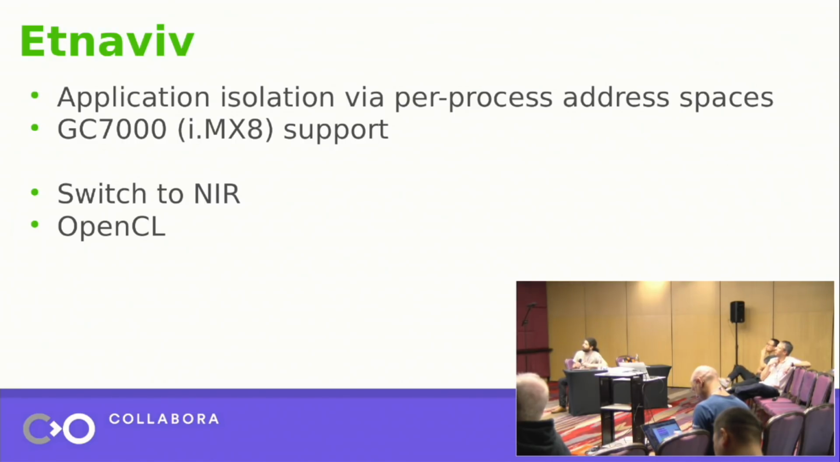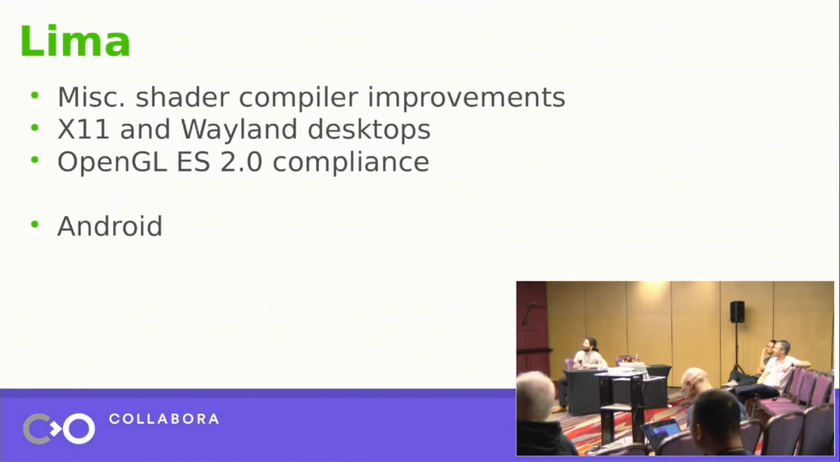Regarding Etnaviv, they are already starting work on isolating applications so they cannot access memory from other processes. And they are also working on the latest GPU. And eventually they want to rework their compiler, so they use the NIR intermediate representation, which will unlock a lot of code which is in Mesa and can help them optimize better everything, and that will also help them to support OpenCL. We'll also talk about that a bit later.